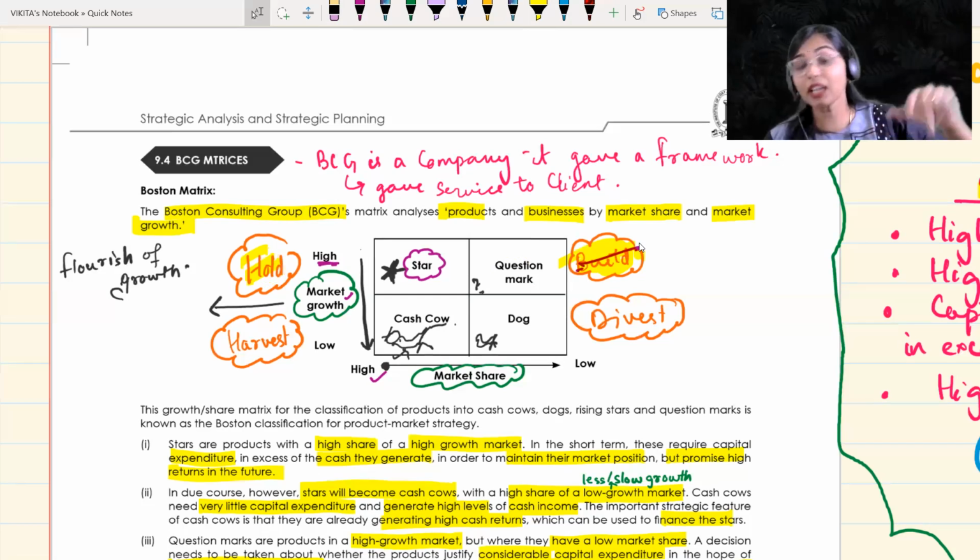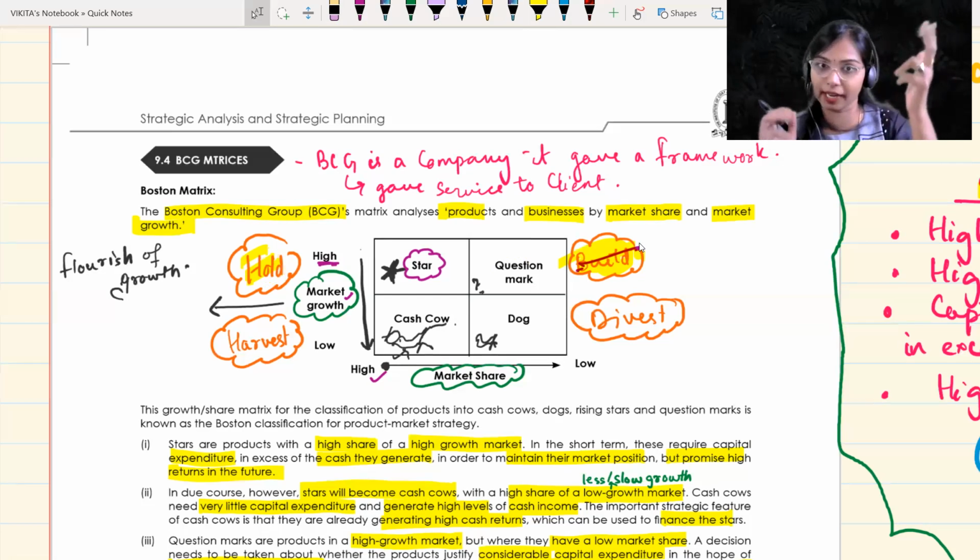It can be a star only when both share and growth are high. And it is a question mark when it is a bit confusing. The growth is there, but the share of the market, people buying it, is low. So in this particular portion you are going to build a lot of empire, put more investment and build an empire.